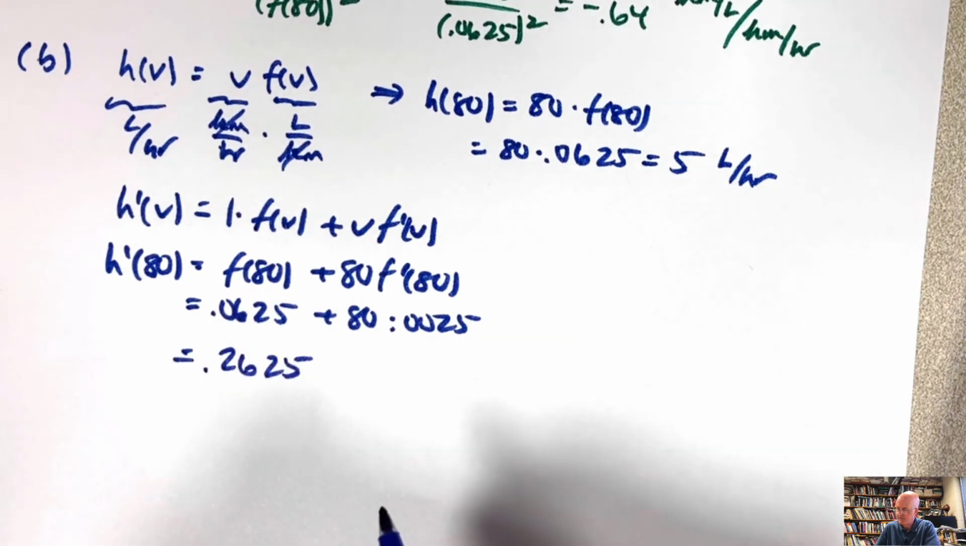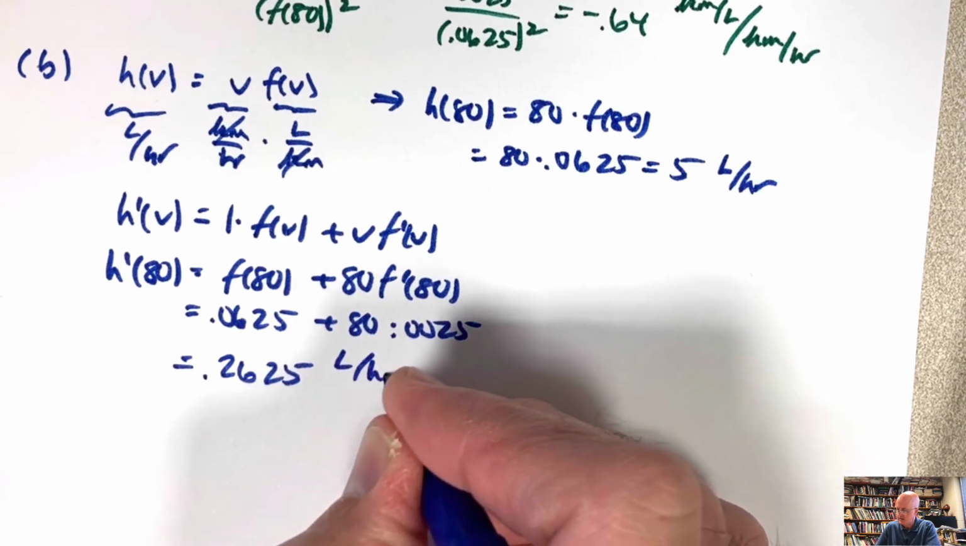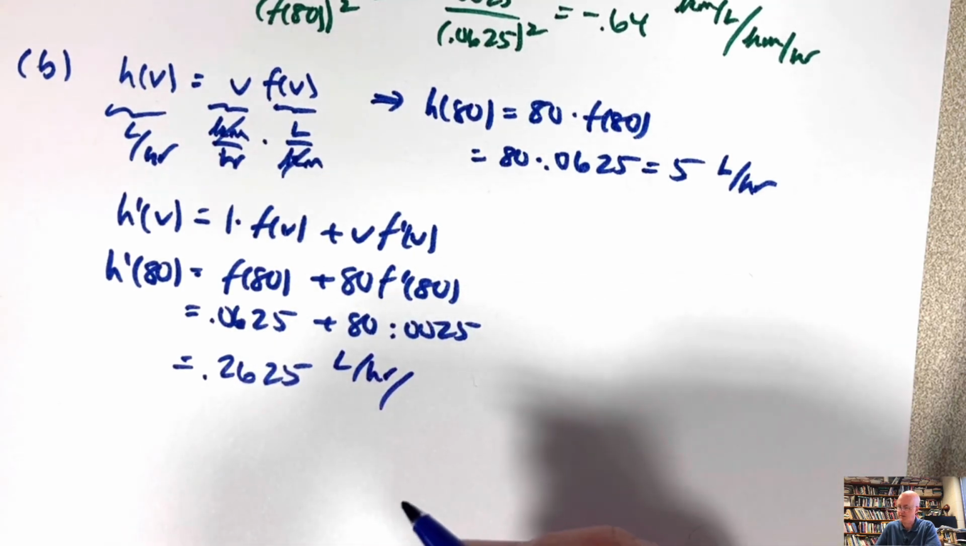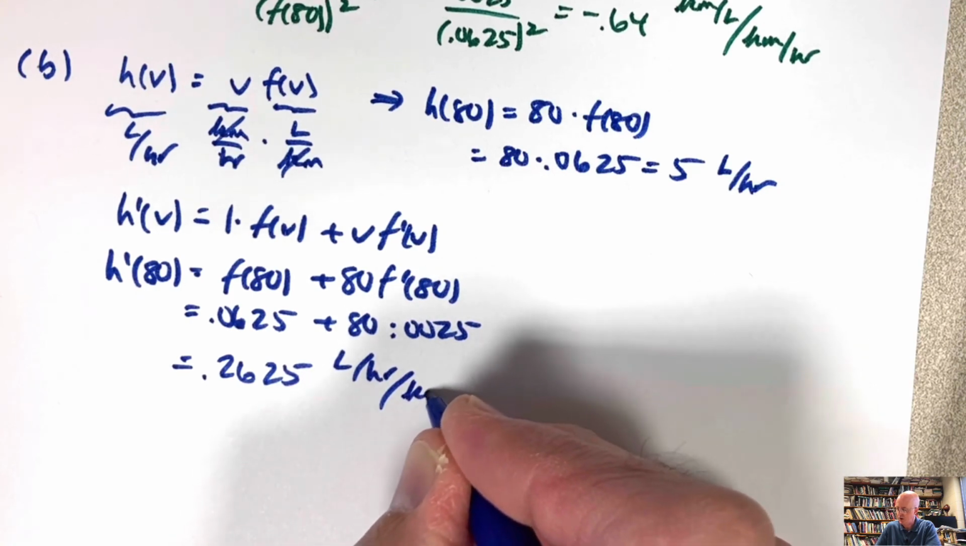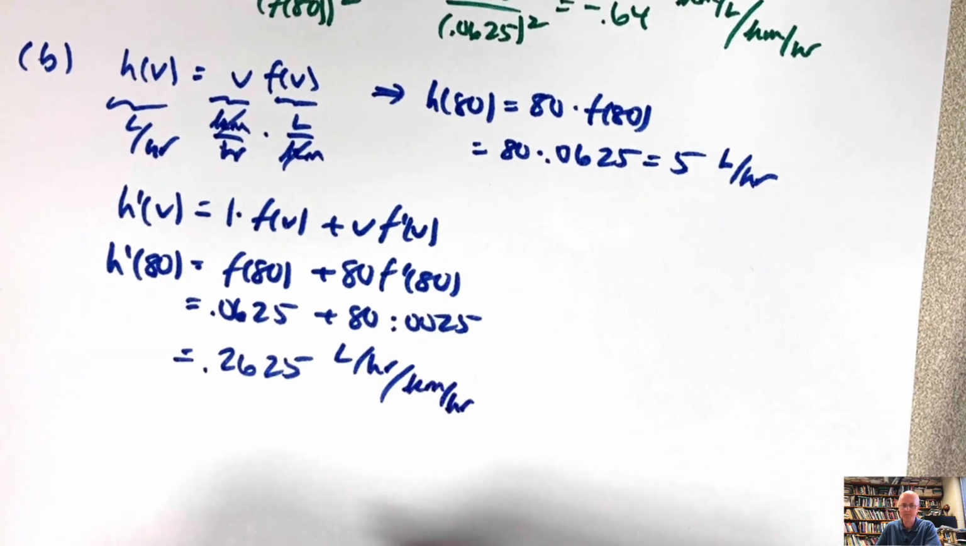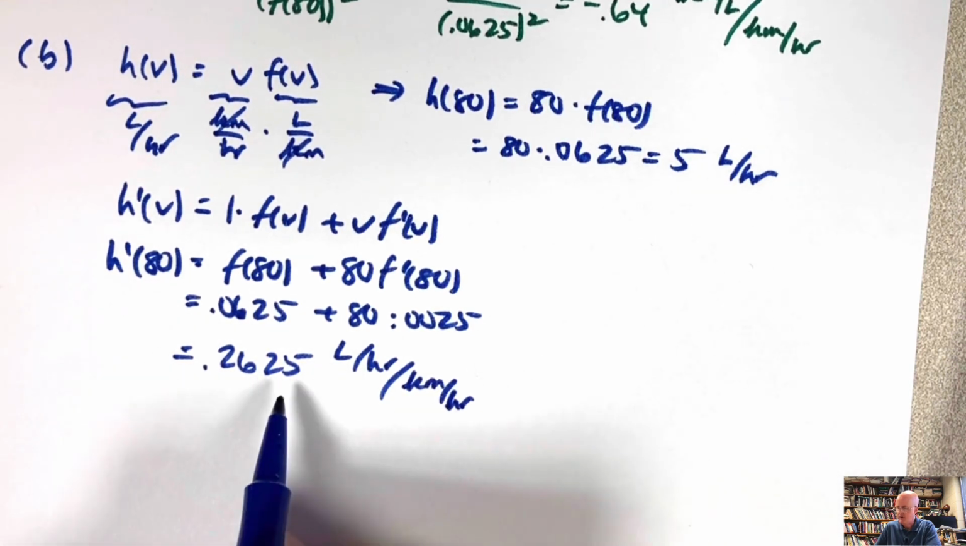What would the units be? The units of H of V are liters per hour. We're differentiating with respect to V, the speed. This is going to be liters per hour per kilometer per hour. So what does this mean? What's the practical meaning? It's positive, and about 0.26.